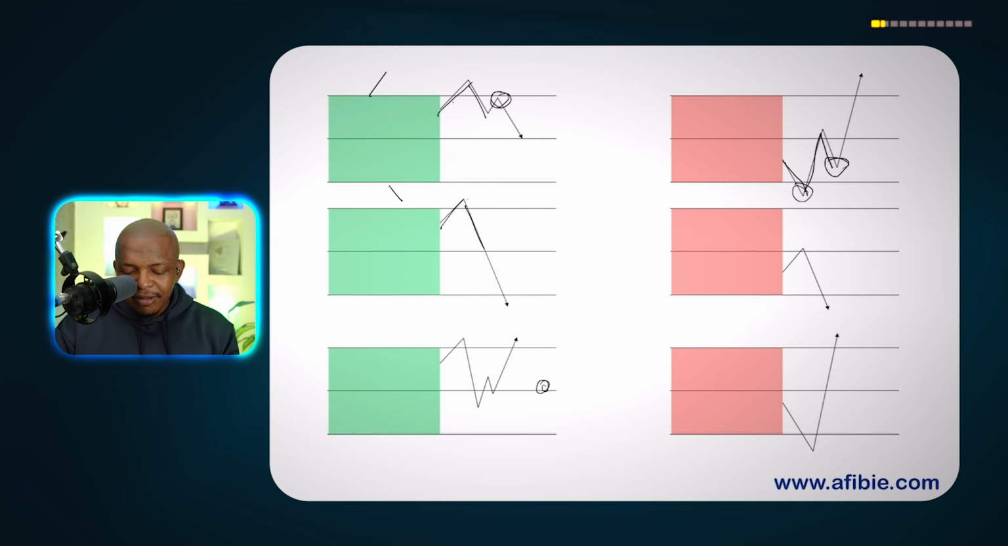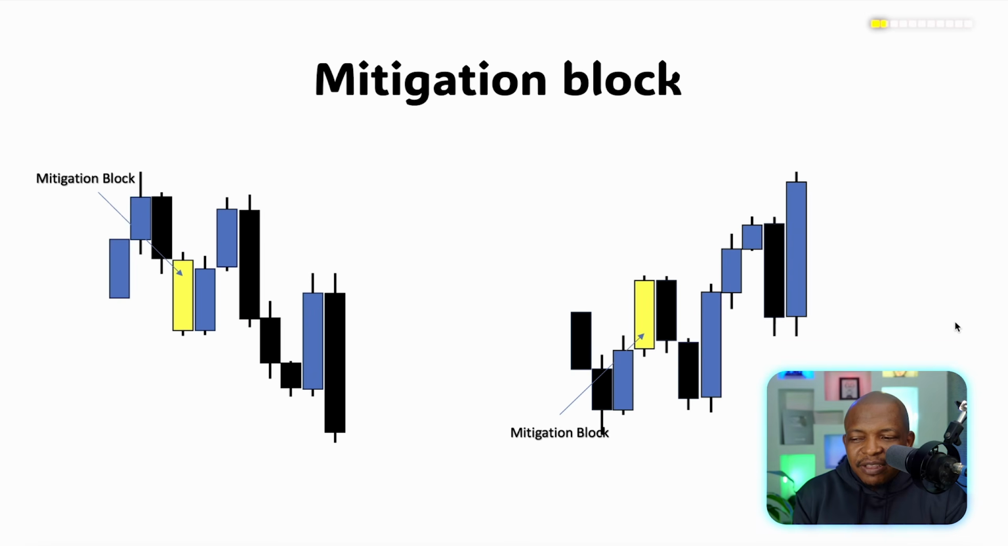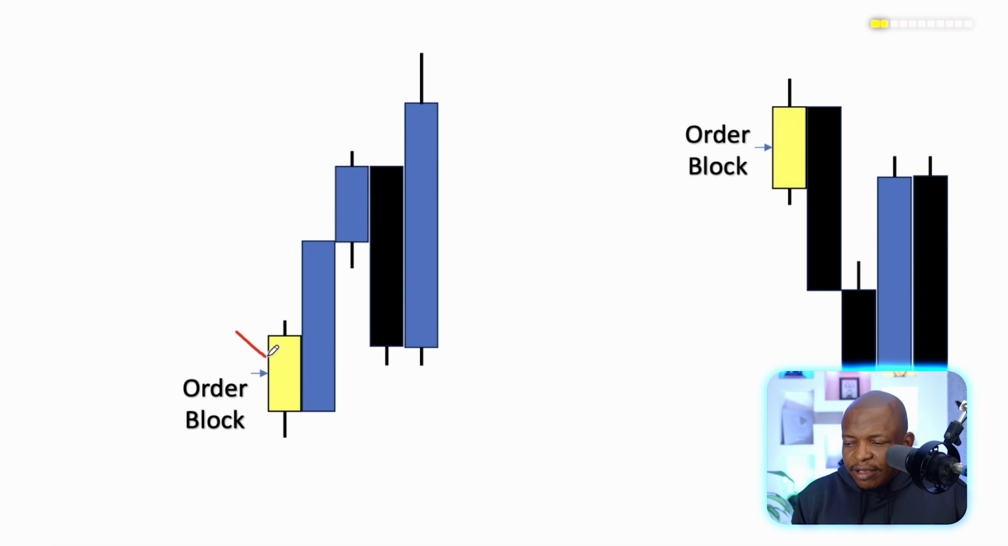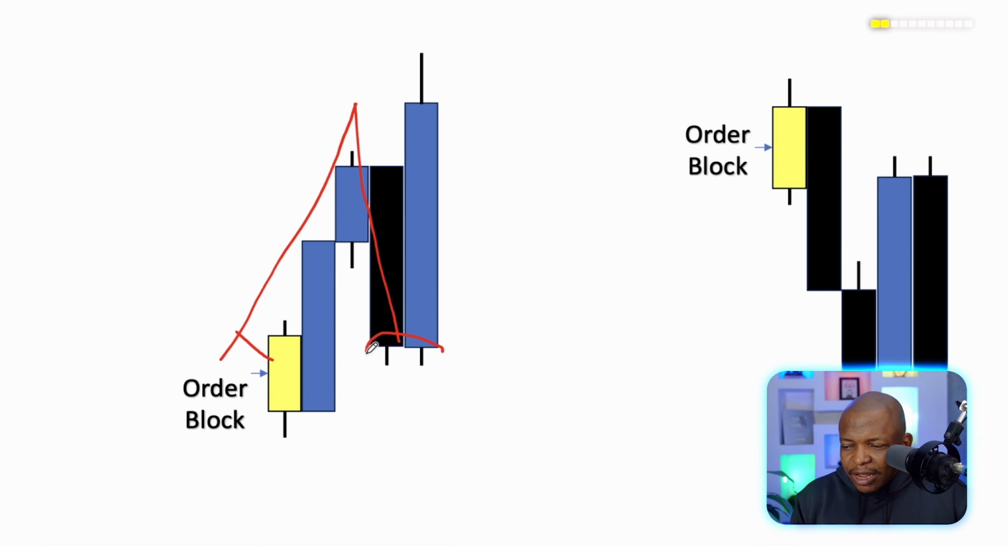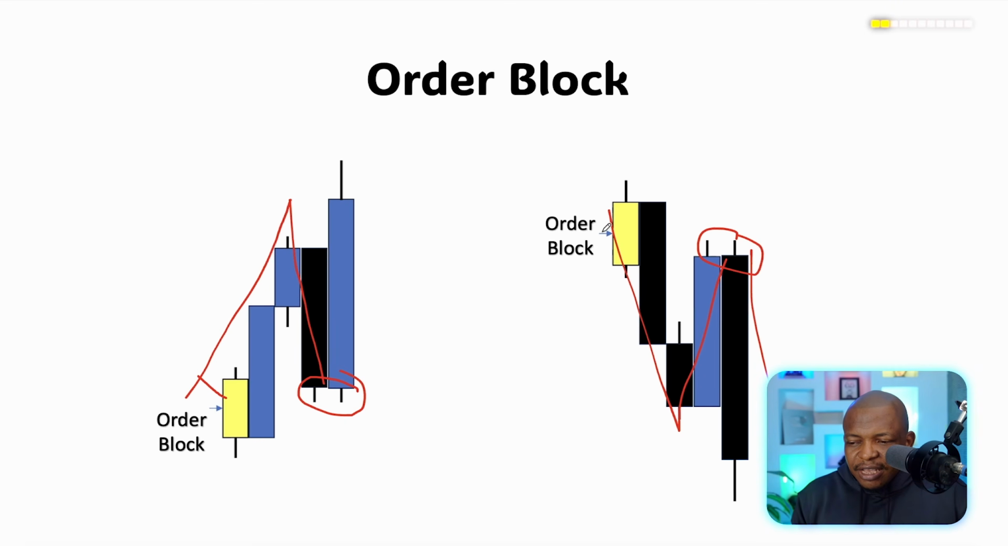But the thing is this: how do we know the exact place to enter? We have to look at these three types of block: the order block, the breaker block, and the mitigation block. Now, the order block, look at it this way. You see this one in yellow is my order block, right? So this is when price is going up, right? It goes up, it comes down, this is our entry. Now for this one, price is going down, this is our order block. So it goes down, it comes back up, this is our entry to go down, right? So this is the order block.